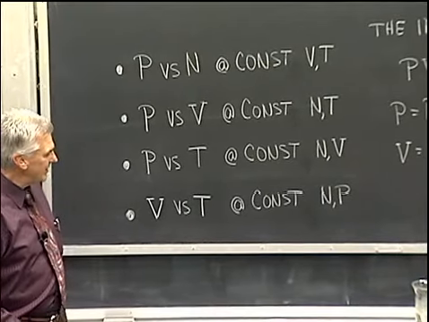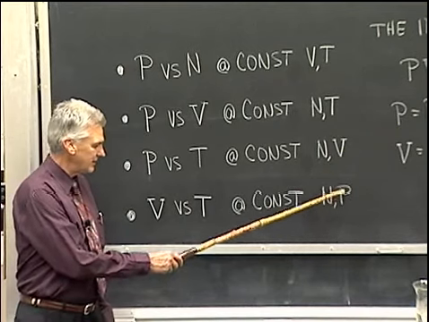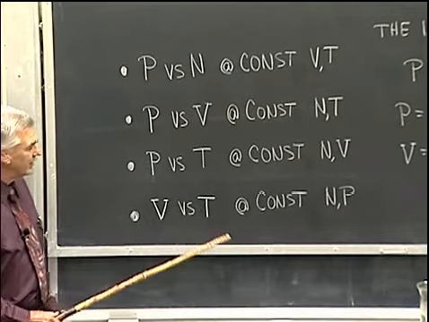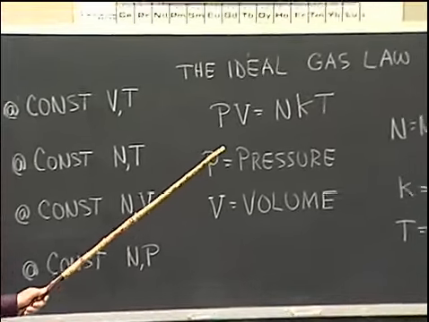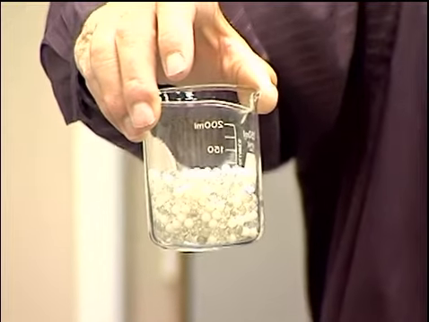Next, I'd like to demonstrate what happens when we hold the number of molecules and the pressure constant and let the volume vary as the temperature varies. Here we see from the ideal gas law that if we hold N, the number of molecules, and P, the pressure constant, that as we increase the temperature, we also have to increase the volume. I'd like to demonstrate that with this little simulator here, in which I have in this chamber here some little glass BBs similar to those that I have in this jar here.